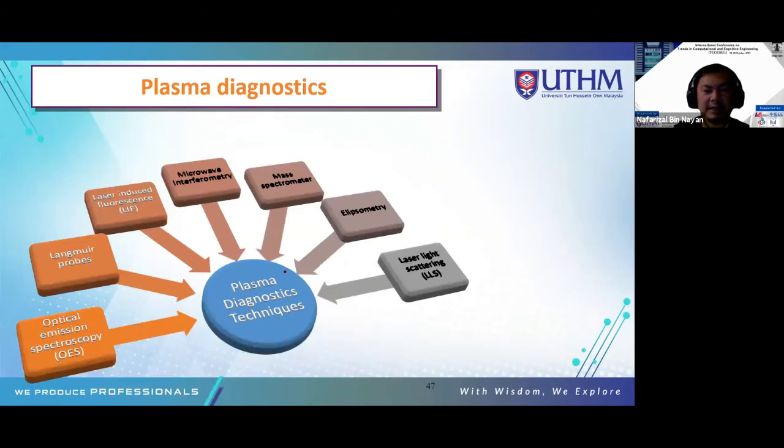Okay, so there are many tools for plasma diagnostics. Some of them are the most simple one, which we call optical emission spectroscopy. We just capture the emission from the plasma. The second most basic one is called a Langmuir probe. As I mentioned, we inject a needle inside the plasma, and then we can understand the plasma properties.